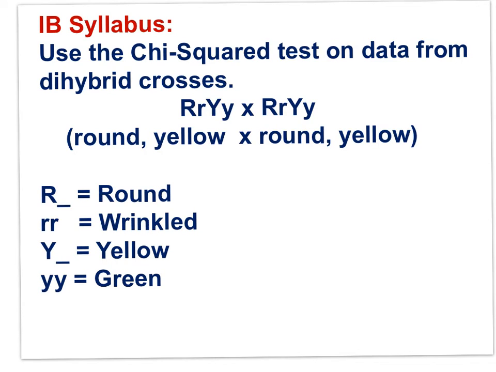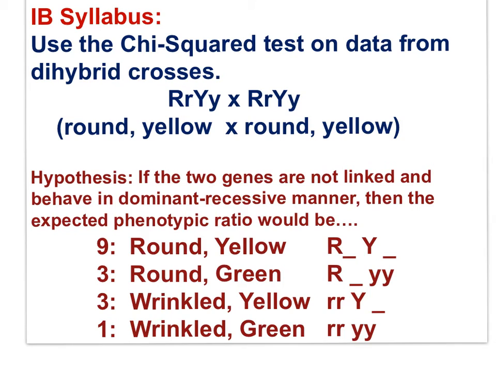So here's an IB syllabus statement that takes us further along in our chi-square analysis. Use the chi-squared test on data from di-hybrid crosses. Here's a di-hybrid cross. We're going to identify this gene as seed shape, round and wrinkled, and this gene seed color, yellow and green. Here's the experimental hypothesis. If the 2 genes are not linked and behave in a dominant recessive manner, then the expected phenotypic ratio from the di-hybrid cross would be 9 round yellow, 3 round green, 3 wrinkled yellow, 1 wrinkled green.